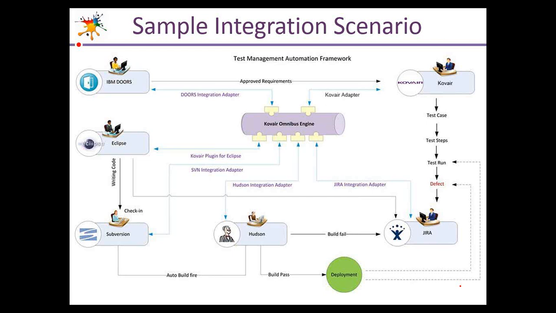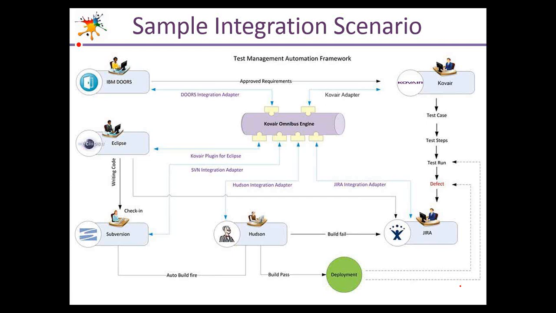So let us think of the life of the analyst. He enters the requirements in IBM DOORS. With the help of the Kovair Omnibus engine, which is basically responsible for the integration that Kovair provides, these requirements, once approved, move into Kovair. And then sitting in Eclipse, the developer of that particular requirement views those requirements from DOORS. That means the developer doesn't need to go into DOORS or open DOORS to view the requirements.